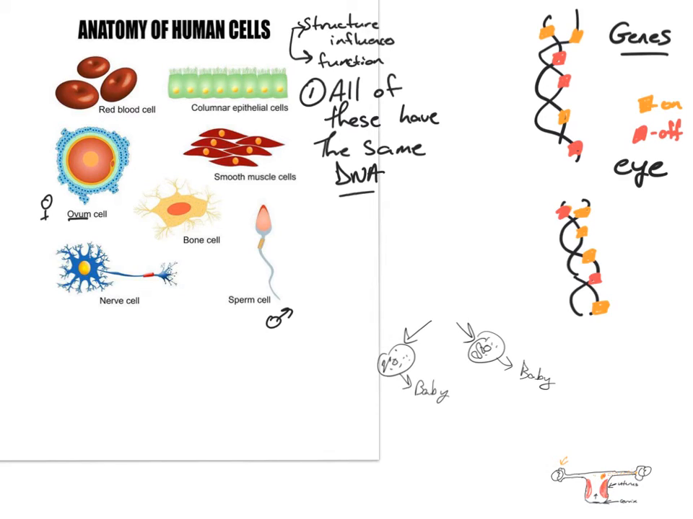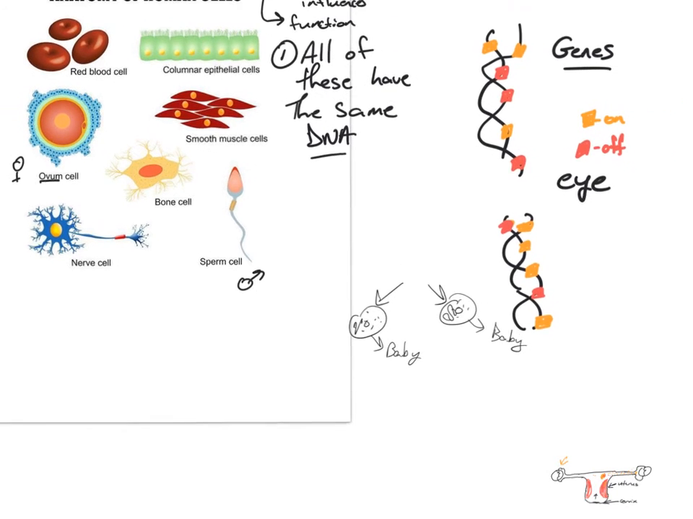It's just turning different genes on and off, right? And so even though you have the same code in each one, it's which code are you turning on, which code are you turning off. And that's going to give you the different cell types.